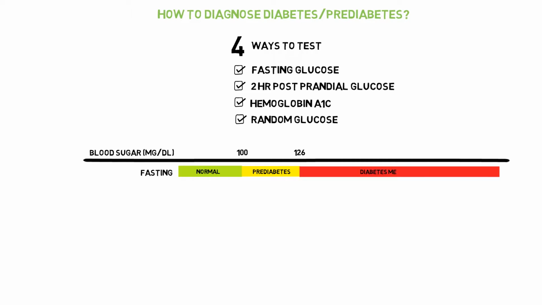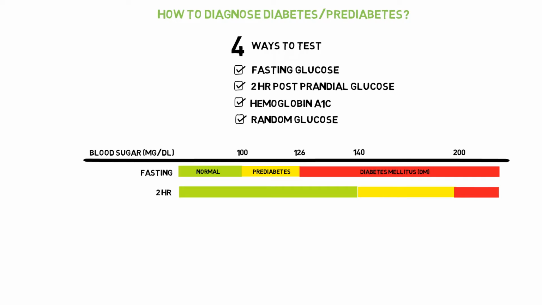For the 2-hour postprandial glucose, the important numbers to remember are 140 and 200. A 2-hour postprandial glucose up to 140 is considered normal. 140 to 199 is considered prediabetes. 200 and above suggests diabetes.